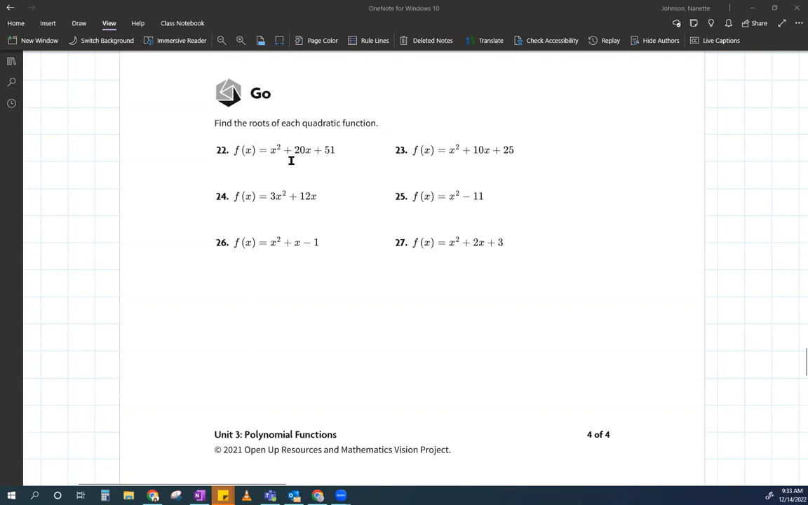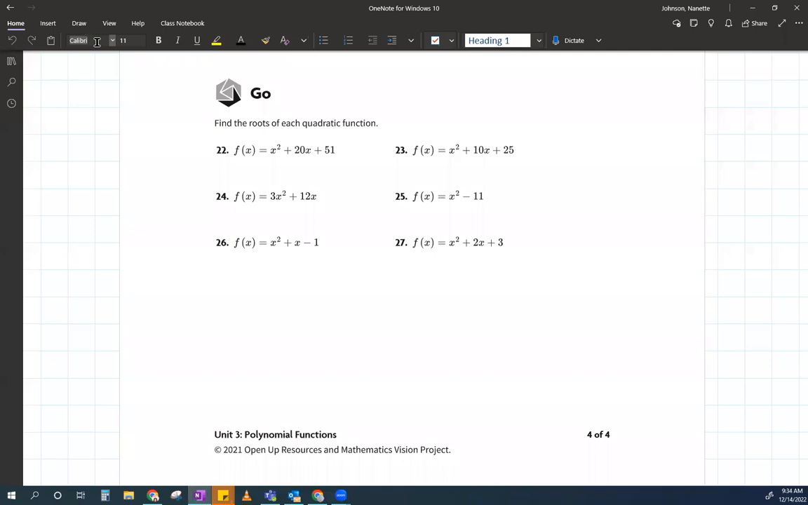So 22, I'm going to factor. 24, I'm going to use the greatest common factor. And 25, I'm going to use SADMAP. Now, just so that we're all on the same page, I want to write out all of the different ways that you can find the roots of a quadratic.